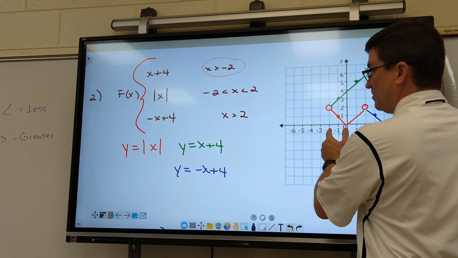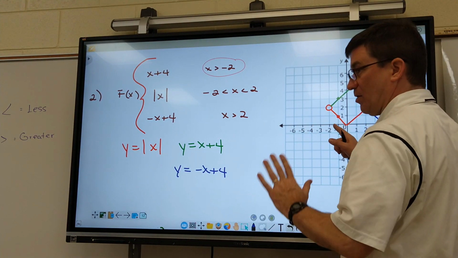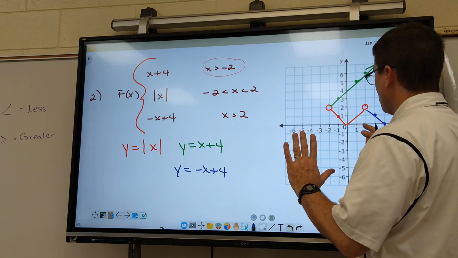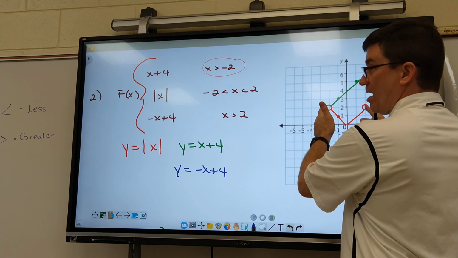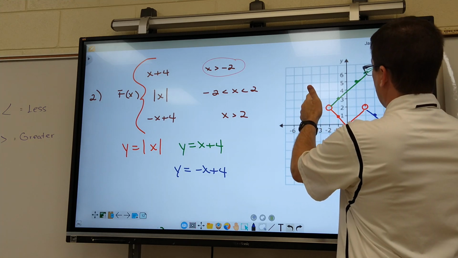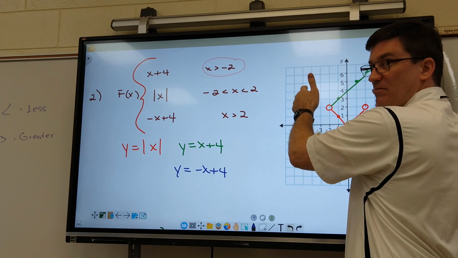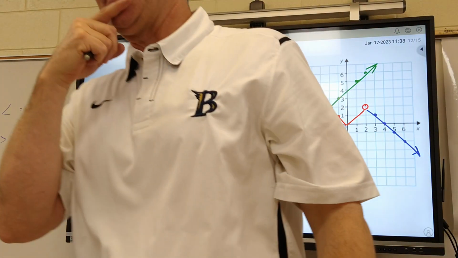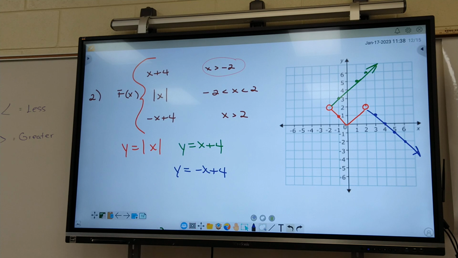Here's -2. Here's +2. I can only draw my V between there and there. So that's why I stopped it here. That's why I didn't go up any higher. What if the signs were flipped? Is that this? Okay, now look, this is the only one that's going to make a V, because that's the only one that's got absolute value. This is going to be just a line, and this is going to be just a line.